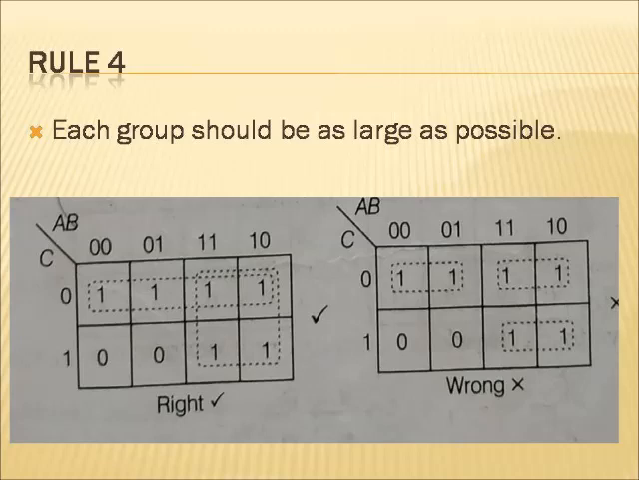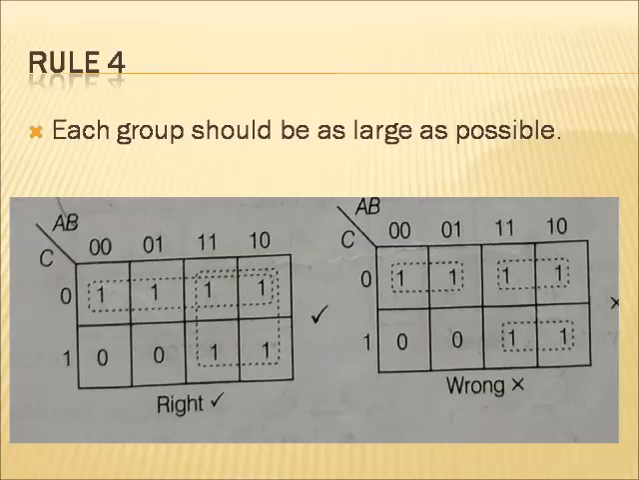So example, let me repeat again. Here in the given example, you can see that when we form the groups of pairs, we have 3 groups, and when we form the groups of quad, that is quad means it is 4. So when we form the group of 4, we are getting 2 groups. So we have to give priority to the less number of groups.